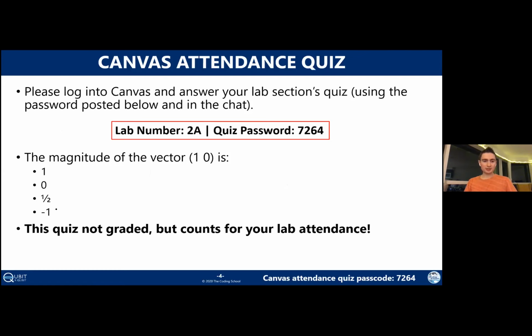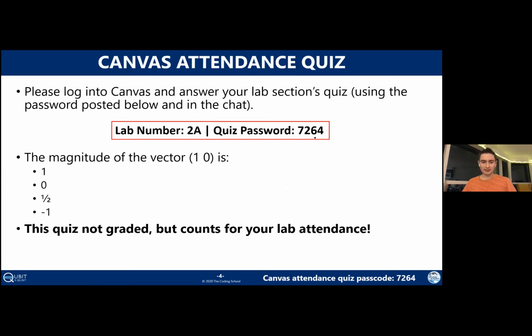All right, let's jump into the Canvas quiz. By now, I think you should know the drill. The quiz should appear on Canvas under lab number 2A. So go ahead, sign into your browser, open that up. The quiz password for this week should be 7264.